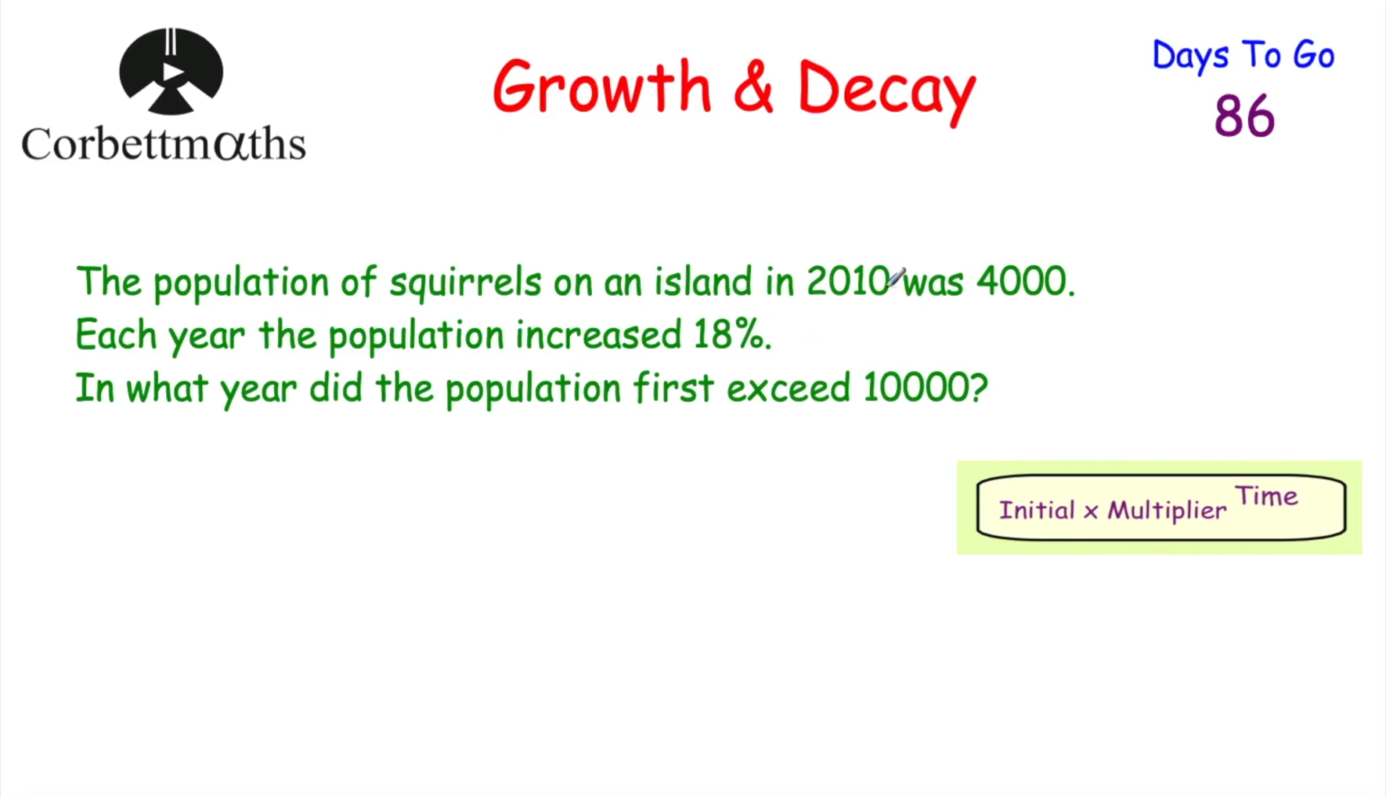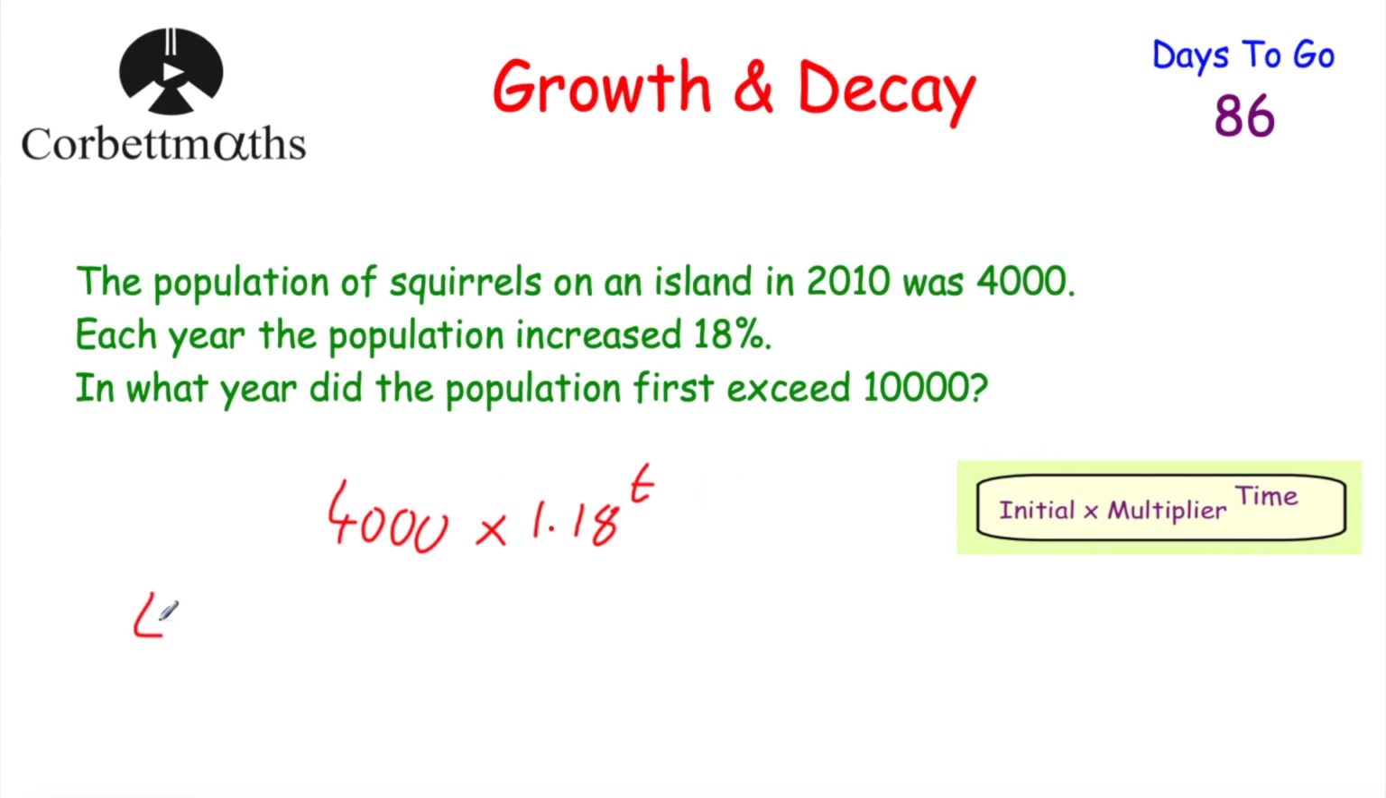So if you want to try this question, feel free to try it now yourself, and just remember what we're trying to do is find out how many years it takes for the population to go from 4,000 to above 10,000. Okay, so in this question, the initial amount of squirrels is 4,000, multiplied by the multiplier. Now, it's increasing by 18%, so that would go up to 118%, so the multiplier would be 1.18. And then to the power of time. I'm just going to put t there, because in this question, we're not told how many years it is. We're going to have to work out how many years it will take to get an answer that just exceeds 10,000. So we're going to try different values for t until we get an answer that's just above 10,000.